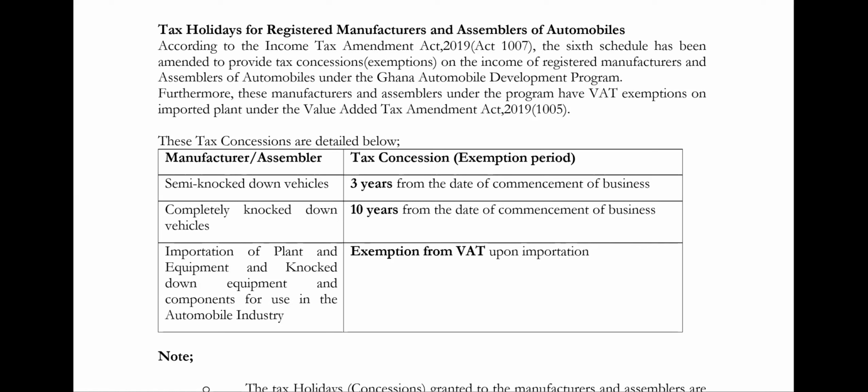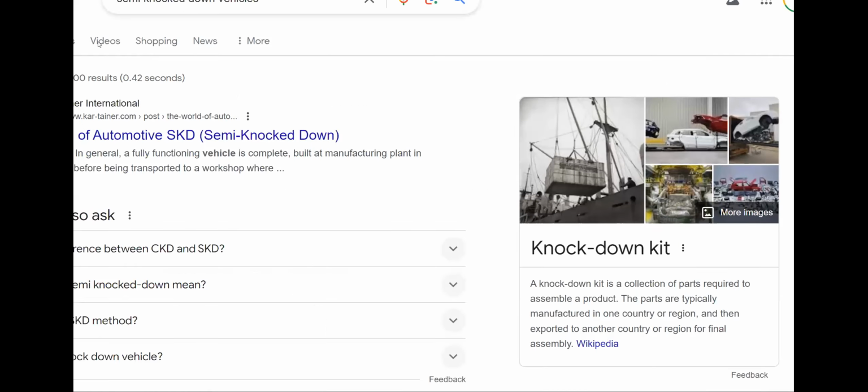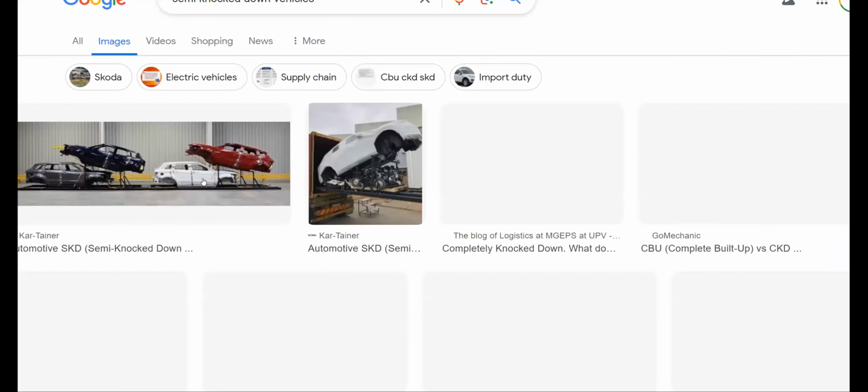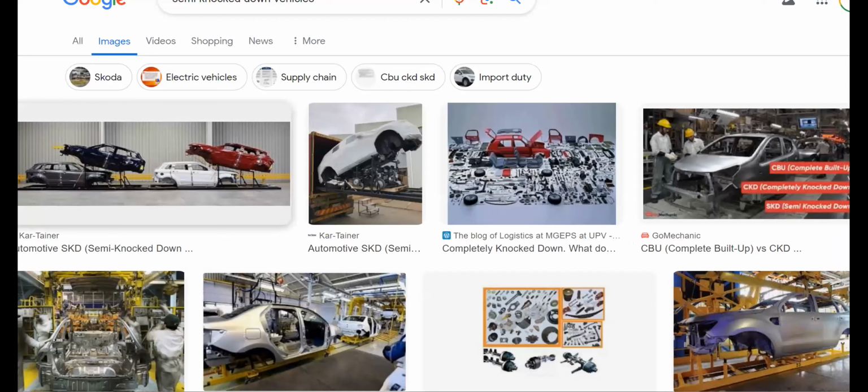So, hello, Bill. Yes, boss. Is this semi-knockdown and completely knockdown? This terminology, just give me. The terminology of semi-knockdown and completely knockdown, what does it really mean? I have to show you how they look, right? So the best thing is to visit and see what they look like. You understand? So these are semi-knockdown. Yeah. You can see.